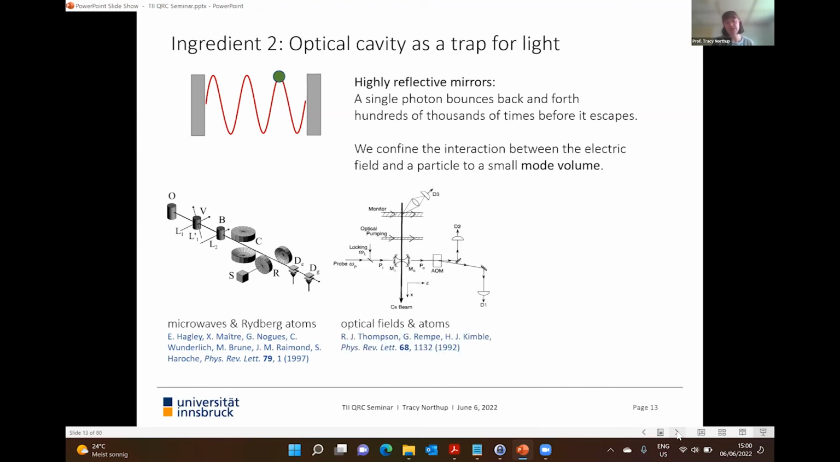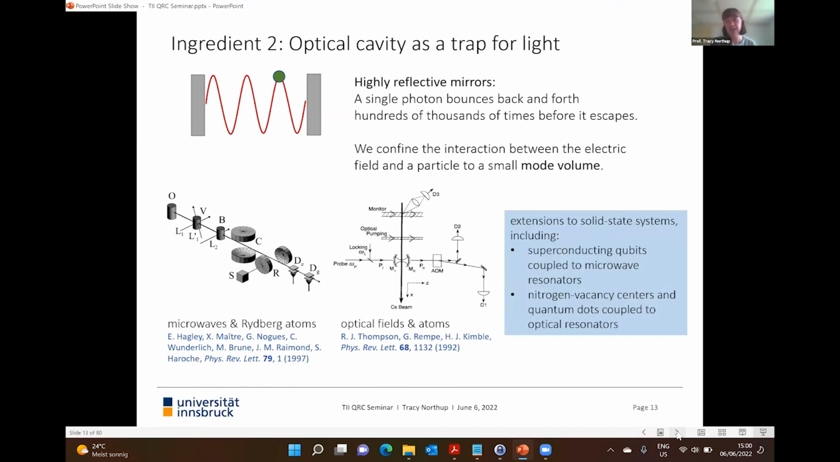Later experiments, such as these shown here by Jeff Kimble, took these experiments from the microwave domain into the optical domain, in this case working with atoms in their usual lower lying states. And more recently, there have been many extensions to solid state systems, including superconducting qubits coupled to microwave resonators, as well as nitrogen vacancy centers and quantum dots coupled to optical resonators. So this is a very broad tool, and these are the two ingredients that I want to think about today: on one hand, traps for charged particles, and on the other hand, cavities as traps for light.